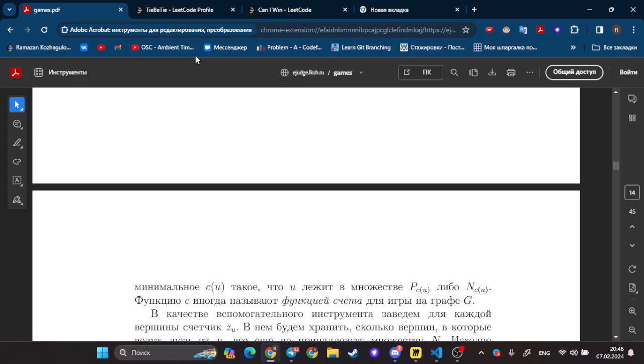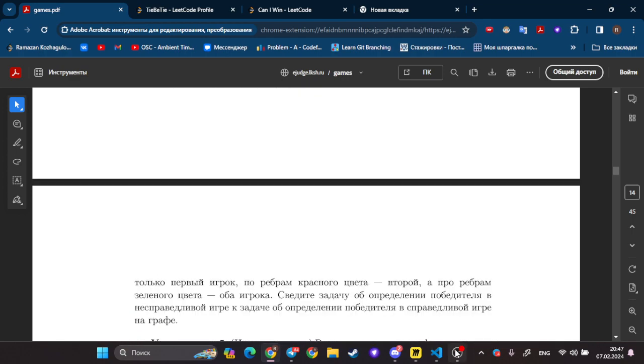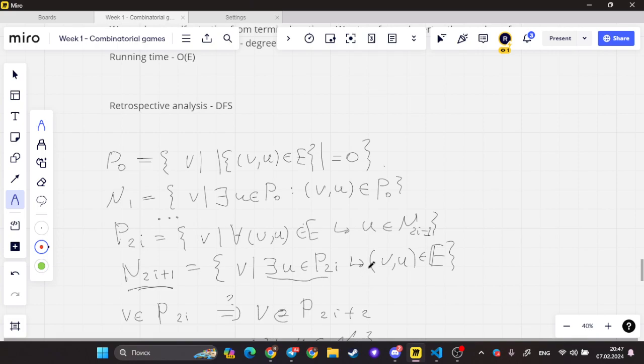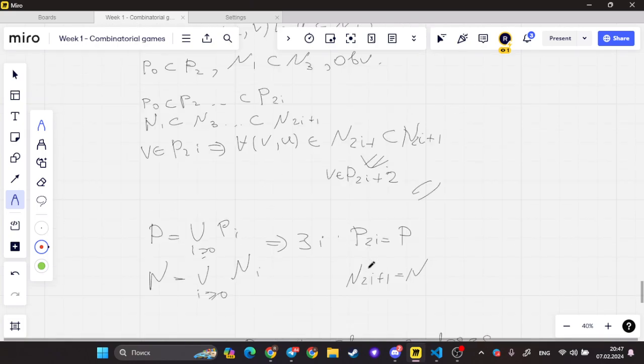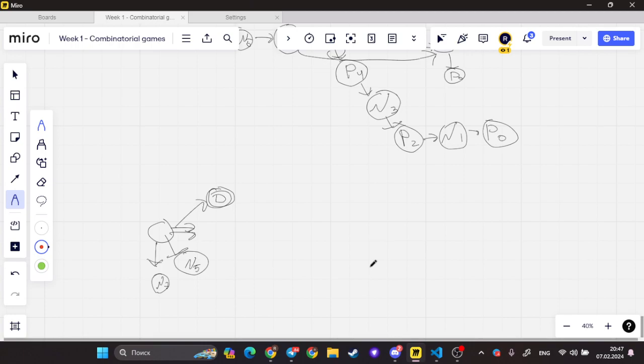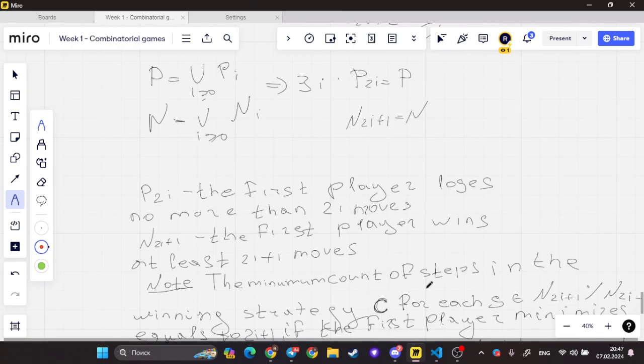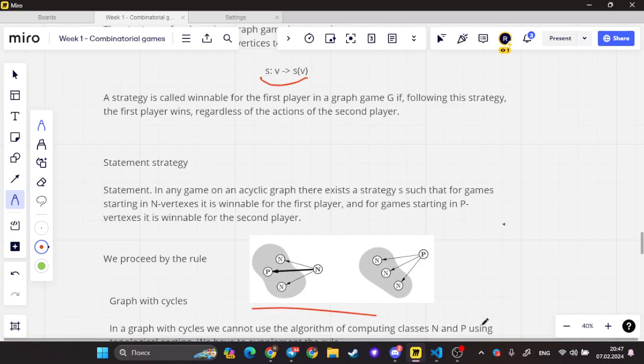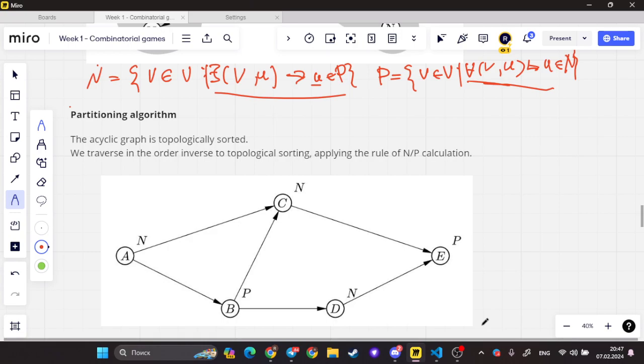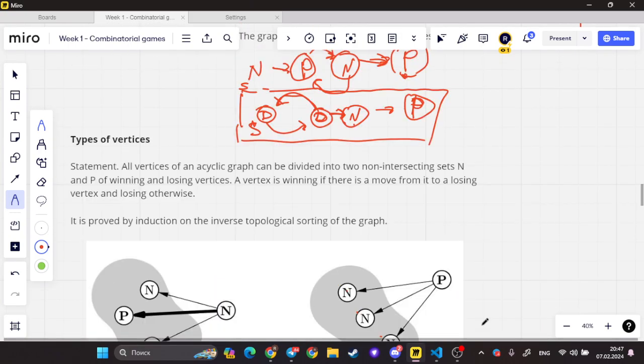I implemented this problem. Today I sent it to the chat, if you have interest in this problem. Okay. Do you have any questions about this problem? About combinatorial games?